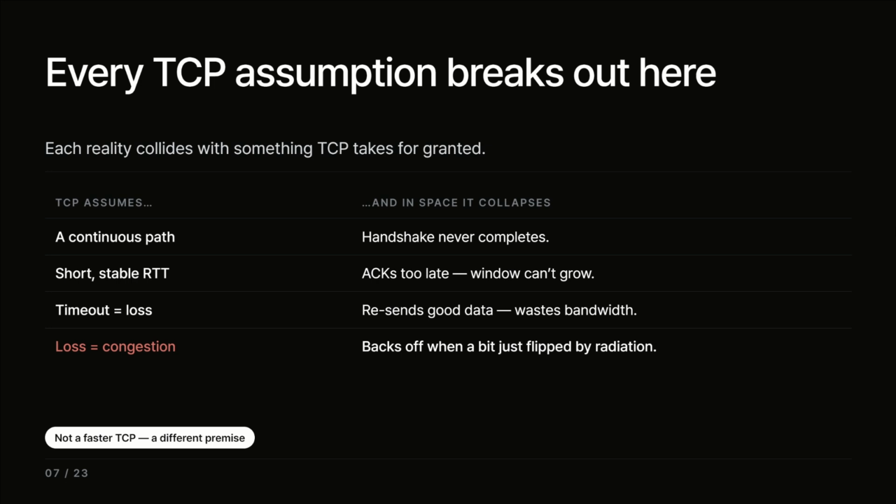So TCP retransmits perfectly good data and wastes bandwidth. Finally, TCP interprets loss as congestion. But a lost packet in space may be caused by radiation rather than network overload, and TCP slows down even when slowing down is unnecessary.